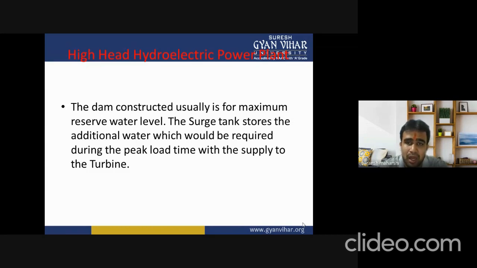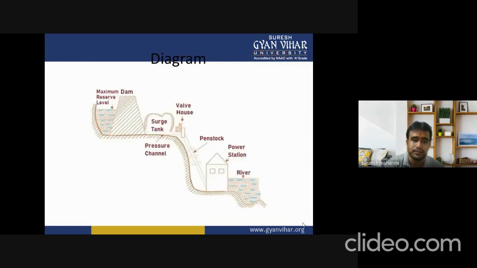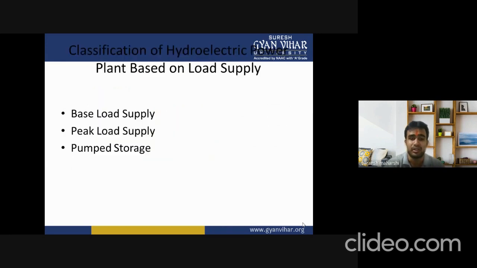also called a high head hydroelectric power plant, in which the penstock is connected to the dam in the upper part of the reservoir. So it is also called high head hydroelectric power plant, which is part of the availability of the water head. And these are the diagrams of the high head hydroelectric power plant. Here we discuss some content such as pressure channel, surge tank, maximum reservoir level, dam, valve house, penstock, power station, and the river.